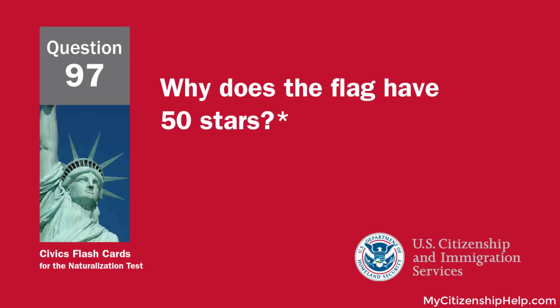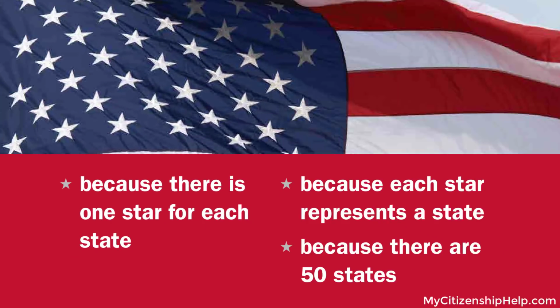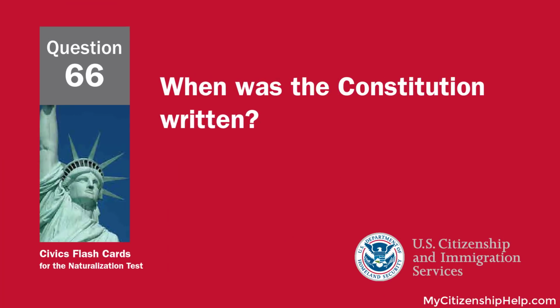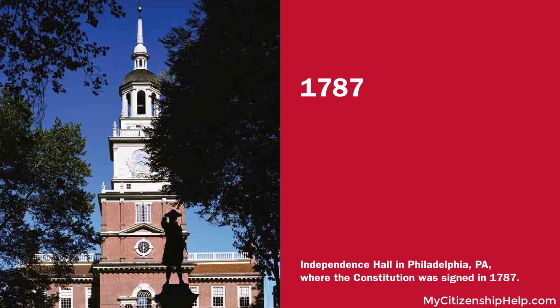Why does the flag have 50 stars? Because there is one star for each state. Because each star represents a state. Because there are 50 states. When was the Constitution written? 1787.